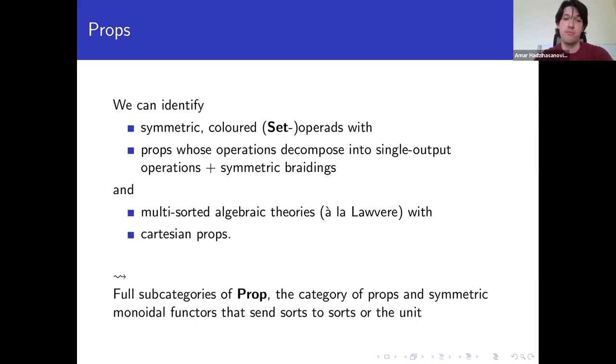So we can form a category of these things, and there's a slight technical point here: in my paper I consider a slightly different category of props from the one that people usually consider, because I allow a morphism of props to be a symmetric monoidal functor that has to send a sort either to another sort or to the monoidal unit. So I also allow sorts to be collapsed to the unit. It's a very minor thing that doesn't change the notion of model.